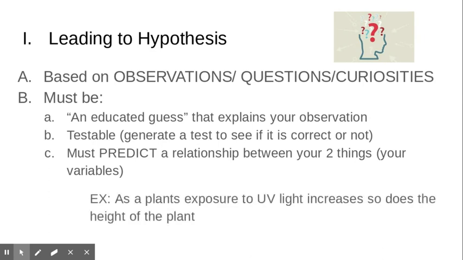So here's an example. As a plant's exposure to UV light increases, so does the height of the plant. This hypothesis identifies two variables. Those variables would be light and height, and it predicts a relationship between them. So if you're visual, here's that relationship. As light increases, so does height. So light and height were our variables. As one of them goes up, the other responds by going up as well. That is a quality hypothesis statement.